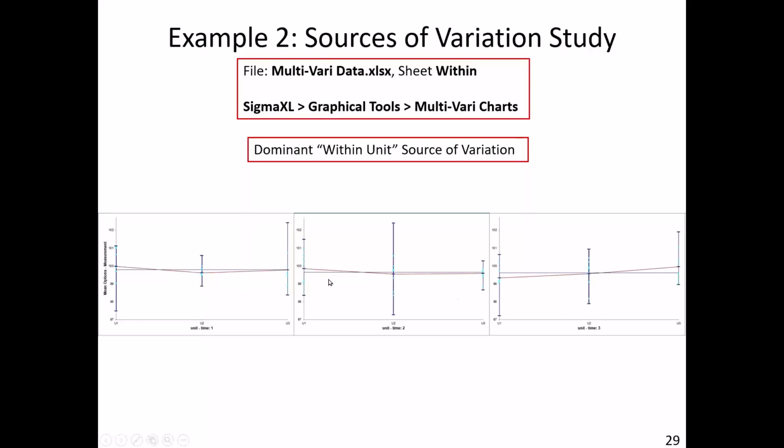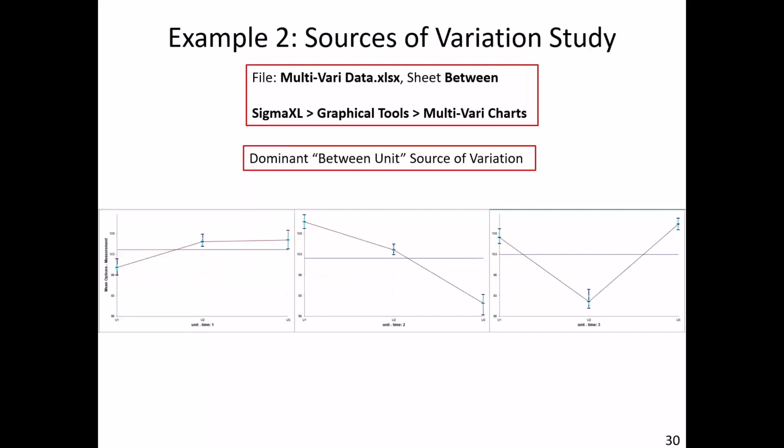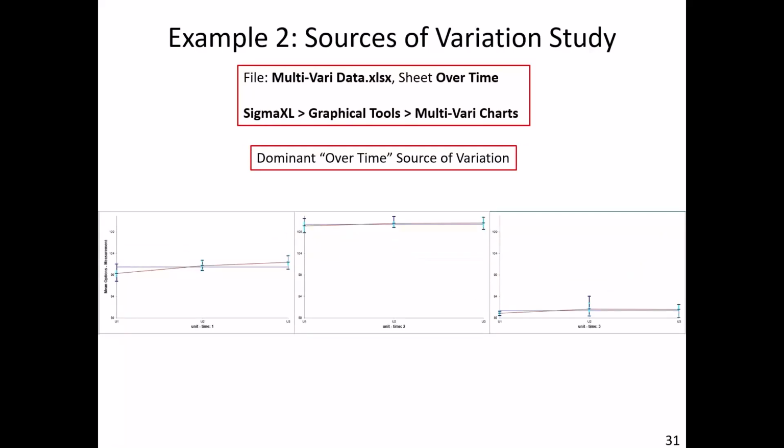All right, this is the overall mean for time 1, overall mean for time 2, overall mean for time 3. So the dominant source of variation here is within. Here, the dominant is between. You can see your unit to unit showing lots of variation. That's your dominant between unit source of variation. And this is your dominant temporal. You can see time 1 versus time 2 versus time 3. You have that as your dominant source of variation.